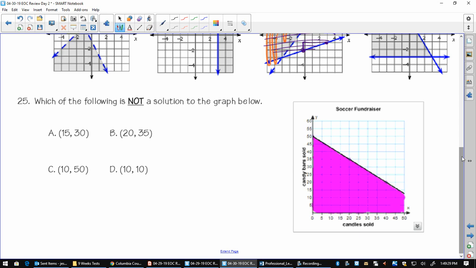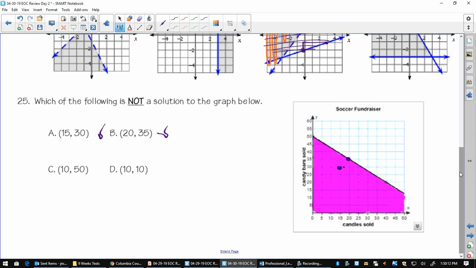On 25, we're trying to pick which of these is not a solution to the graph. So remember, on an inequality, that's when we're going to have those shaded graphs. If it's in the shaded region, that is a solution. If it's on a solid line, that is a solution. Anything outside of the shaded region is not a solution. So we're just going to check those points. Over 15, up 30, so that's about in here. That's in the shaded region, so that is a solution. Over 20, up 35. That looks like that's right on the line. Since it's on a solid line, that is a solution.